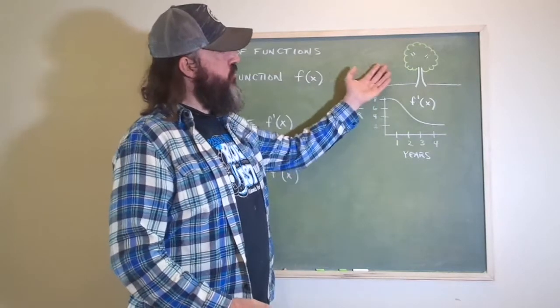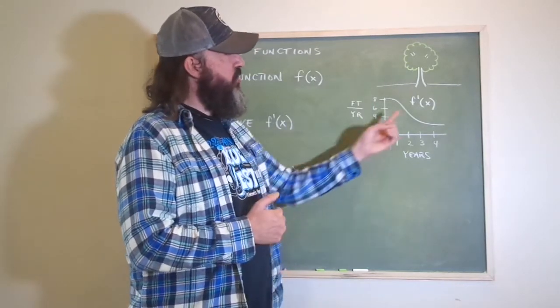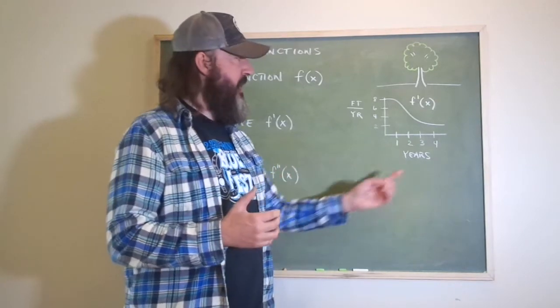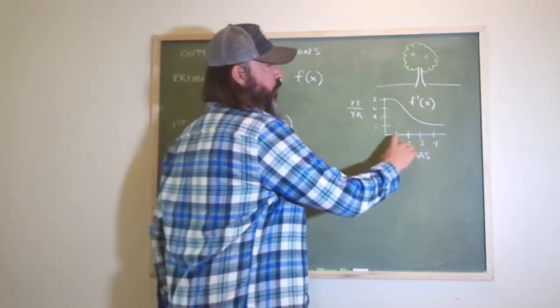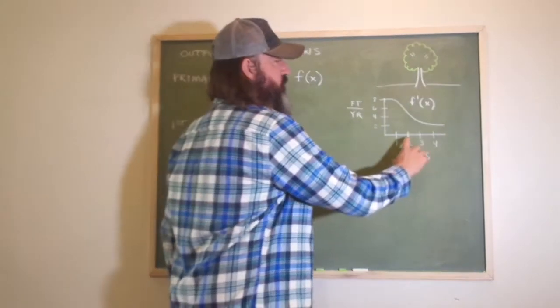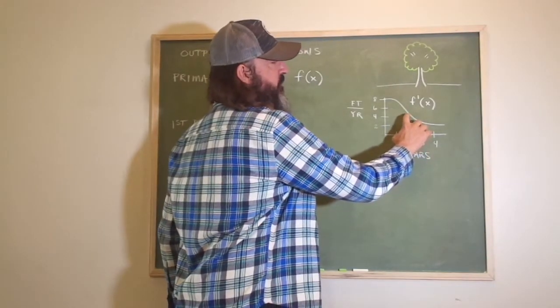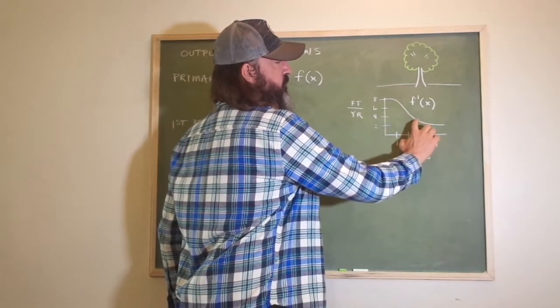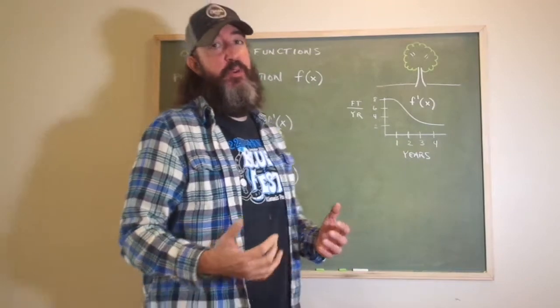Let's suppose I planted a tree in my backyard, and I have this function f prime of x, which gives me the rate of change of height of the tree as time goes on. When the tree's 1 year old, it's growing at a rate of about 8 feet per year. And when the tree's 2 years old, it's growing at a rate of maybe only 5 feet per year. And then when the tree's 3 years old, it's growing at a rate of maybe 4 feet per year.